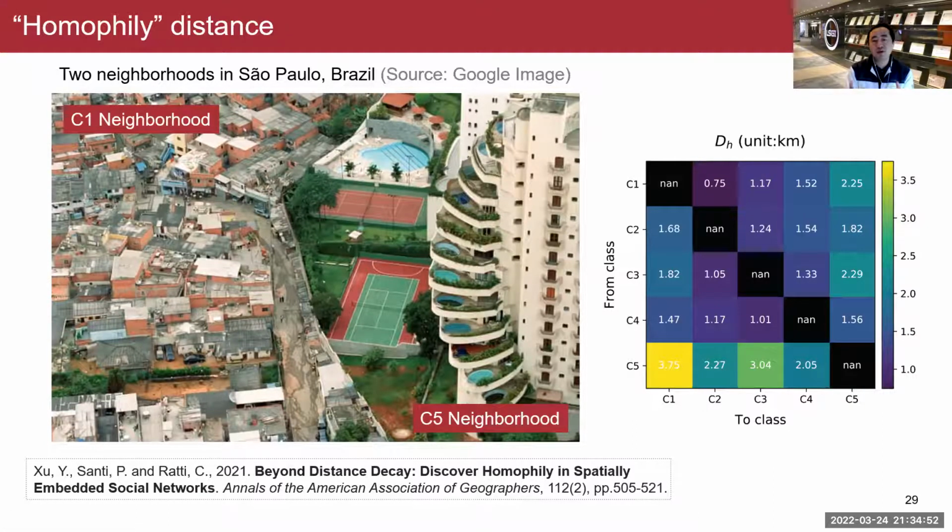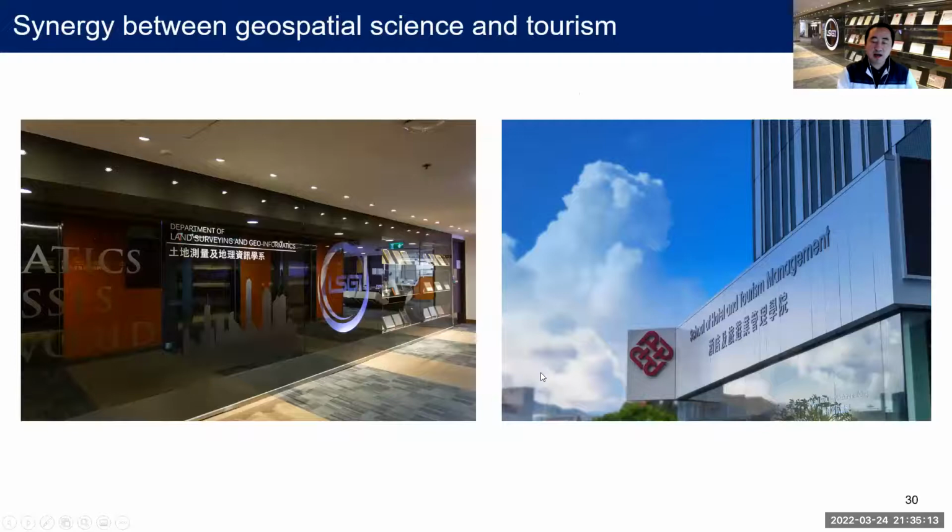So in other words, a very important implication of this study is that if you just want to achieve social mixing, putting different types of neighborhoods together in the city is not enough per se. Co-presence does not mean enough interaction. So this paper was published in 2021 in the Annals of the AAG. So I have finished the first part.